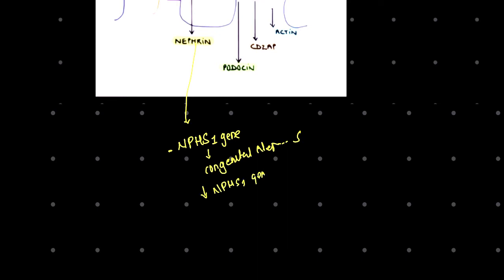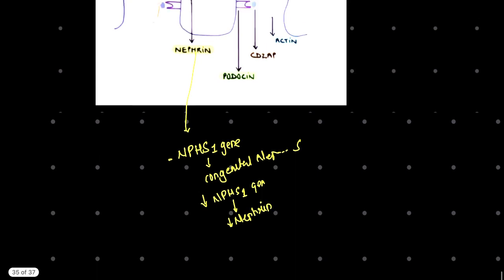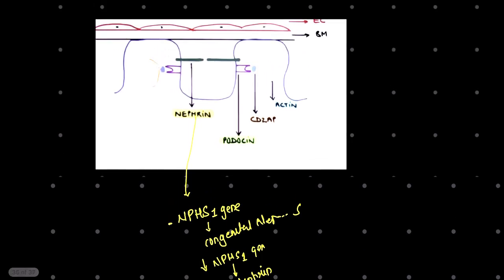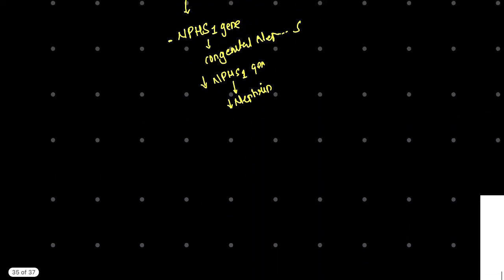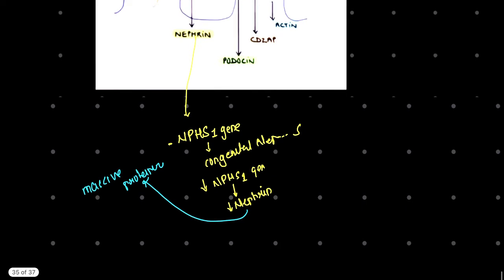and as the NPHS1 gene activity is reduced, there will be less production of nephrin. As you can see, these nephrin are responsible for blocking various substances because of the negative charge within them, right? So as there will be a loss of nephrin, there will be massive proteinuria, right? Massive proteinuria.